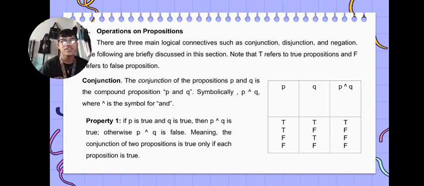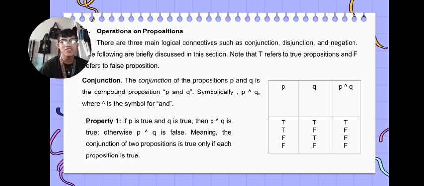Operations on propositions. There are 3 main logical connectives, namely conjunction, disjunction, and negation. The following are briefly discussed in this section. Note that T refers to a true proposition and F refers to a false proposition.